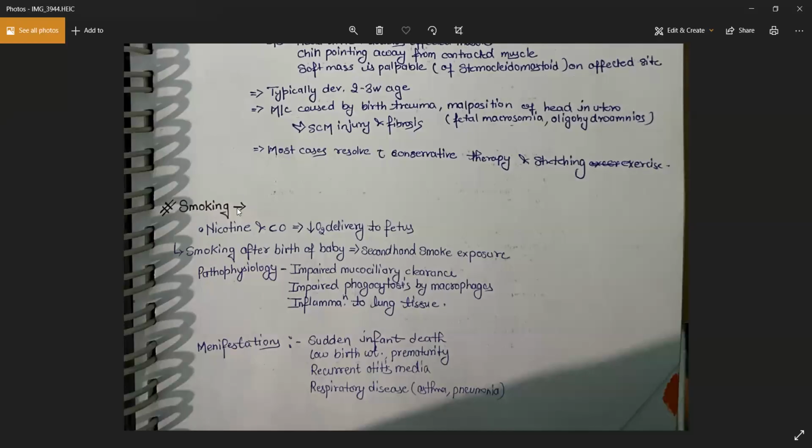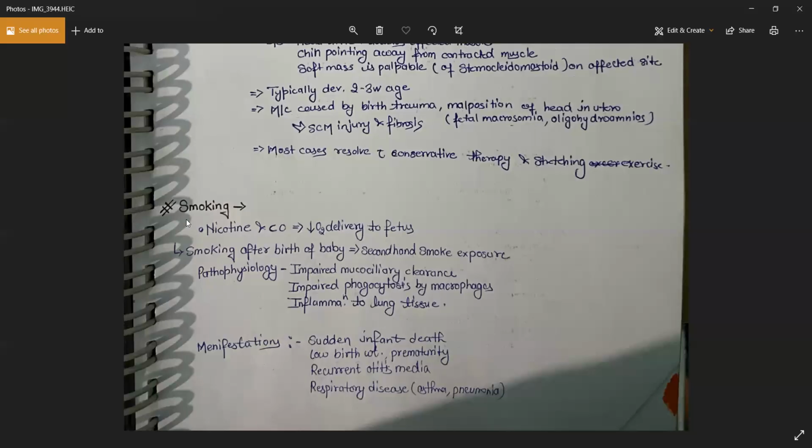Then you have smoking. With smoking, you can have sudden infant death syndrome. What happens is whenever you smoke, the delivery of oxygen to the fetus is decreased, and as a result, the fetus becomes hypoxemic. As we go forward, we will discuss hypertension in pregnancy, the eclampsia and the preeclampsia.